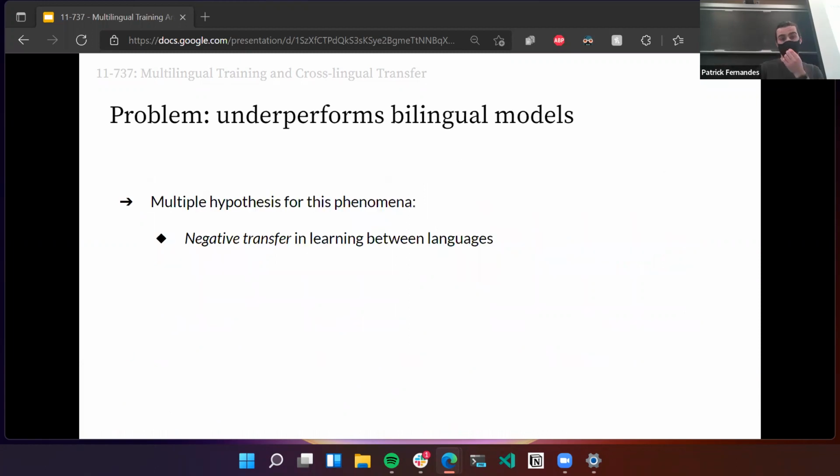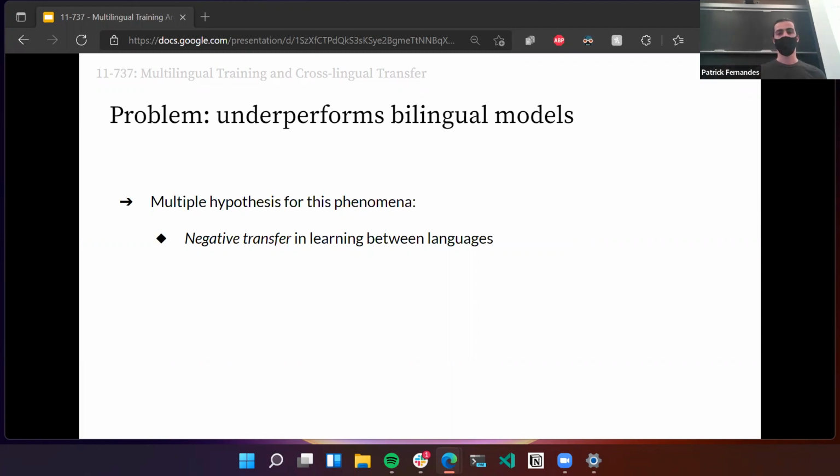So there are multiple hypotheses for this phenomenon. One is that there's a negative transfer in learning between the languages. Recall that the main benefit of multilingual training is the transfer of information between languages that helps each other learn. However, the opposite can also happen. It can happen that certain information learned from a language is not useful at all to learn another language, and due to limited capacity, is actually harmful to learn another language. And so we want to mitigate this negative transfer so that we get the maximum performance in all the languages considered.